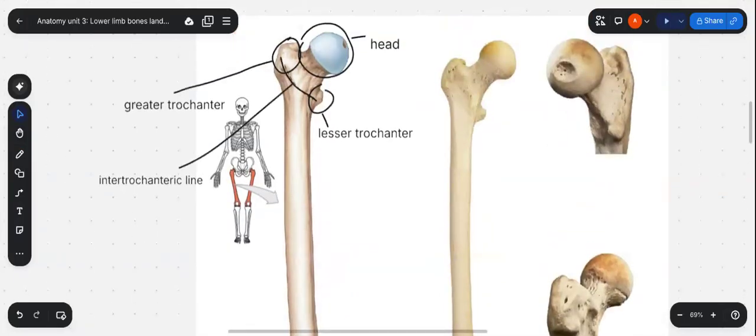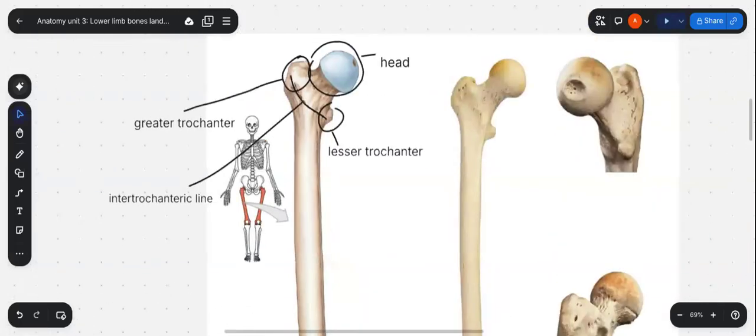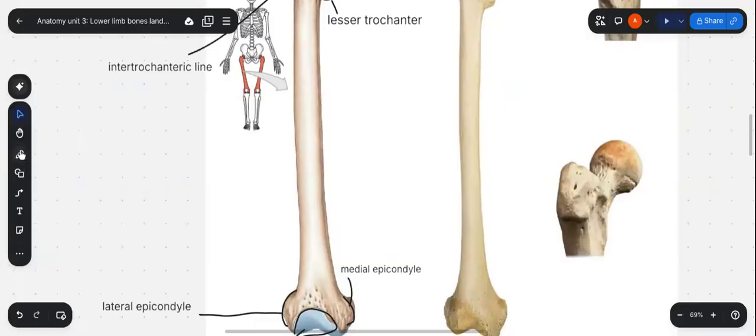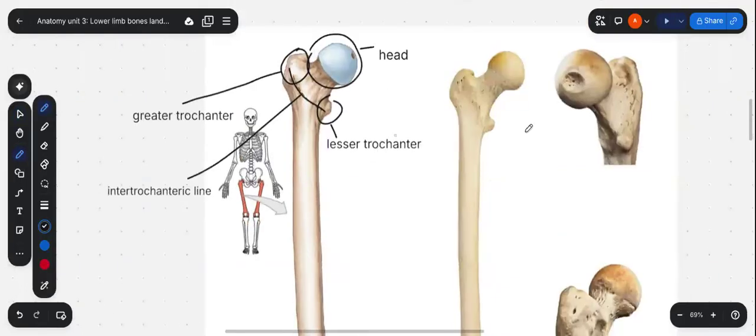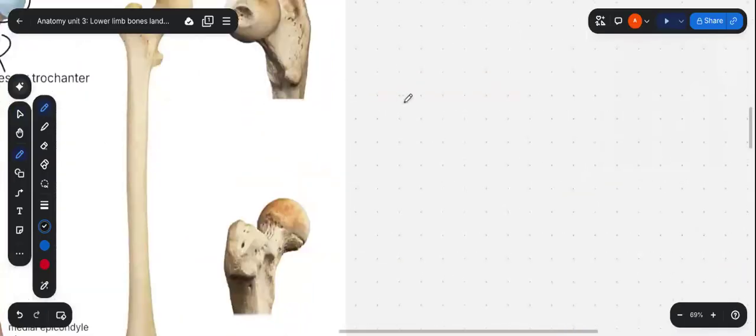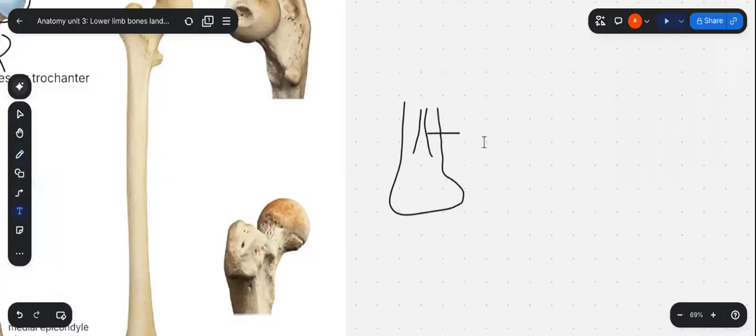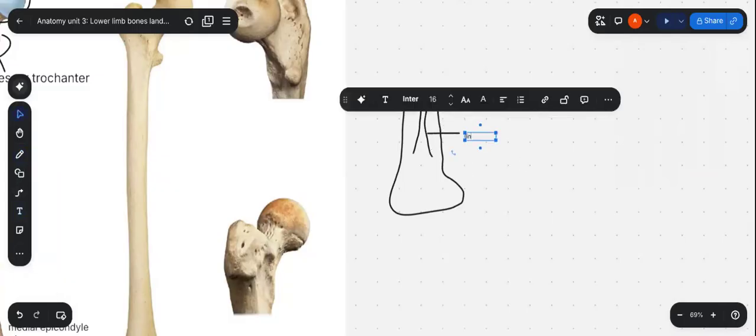Finally, you have your linea aspera, which is going to be on the back side of the femur. So these are both like front views, but the back side would basically kind of just look like this, and then this is the shaft area. Linea aspera is going to be this kind of rigid line that is running down the middle of the shaft. So that is your linea aspera.